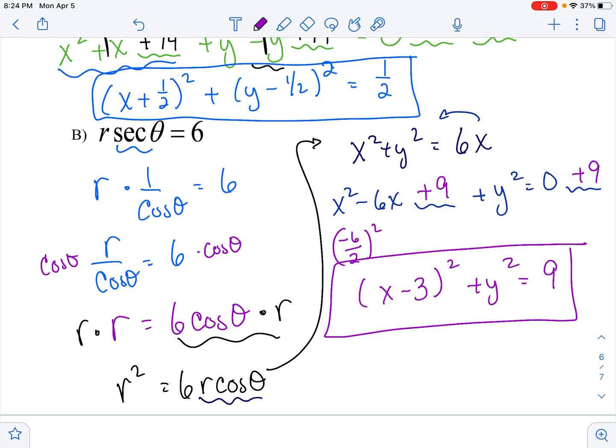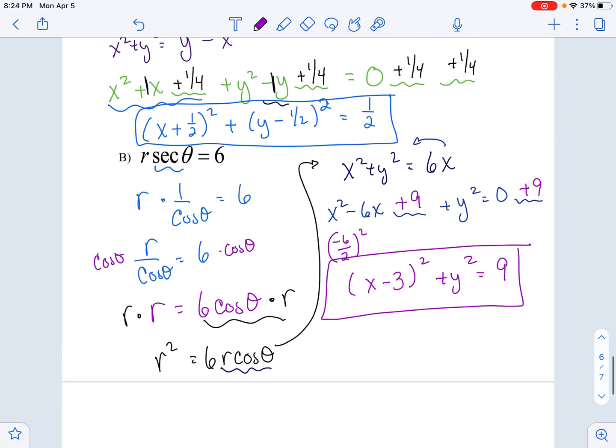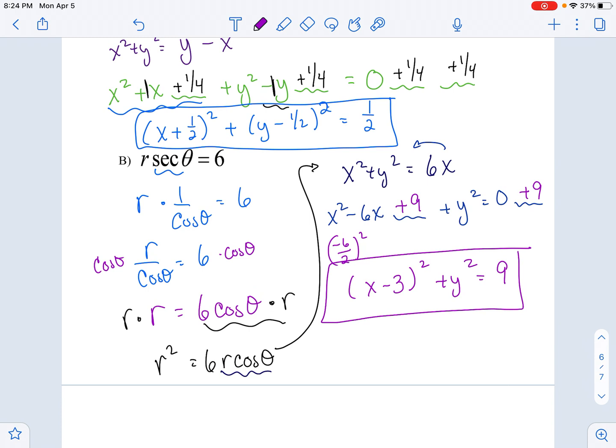So again, you have options of either squaring both sides or multiplying both sides by r. I don't know that there's necessarily a rule on when to use which one. But if squaring both sides doesn't help you, go back and multiply both sides by r. And that's all we got for today.